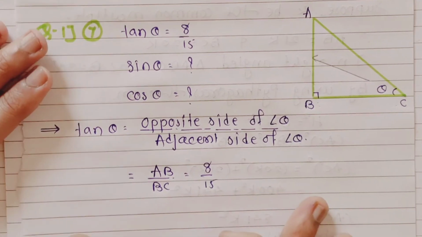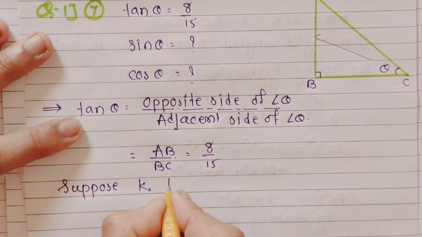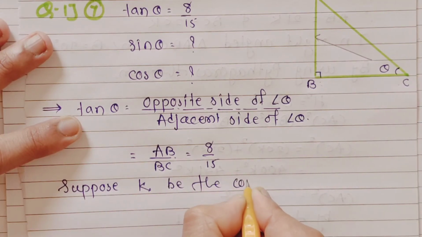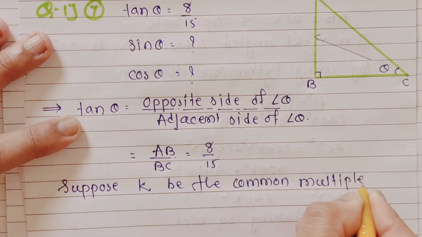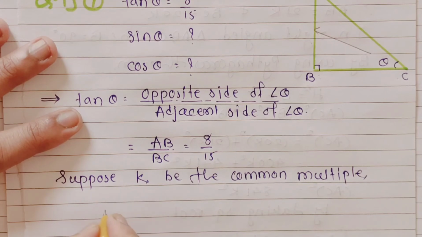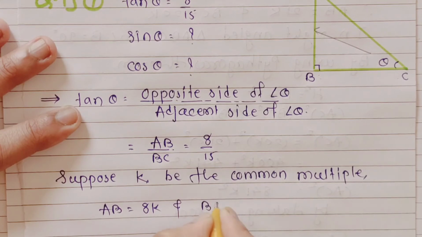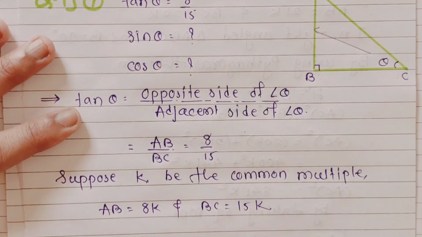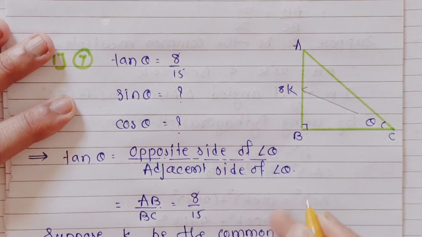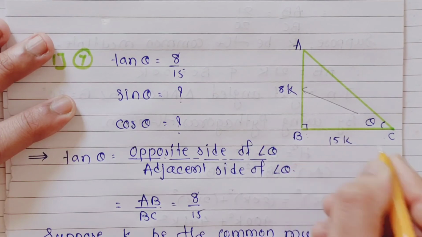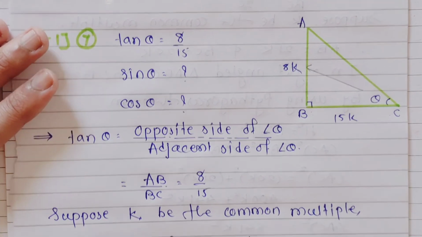Is it clear? So suppose k is a common multiple. So we can write AB is equal to 8k and BC is equal to 15k. Is it clear? So in the figure let us mention AB is equal to 8k and BC is equal to 15k. So first we have to find out the length of AC, that means length of hypotenuse.